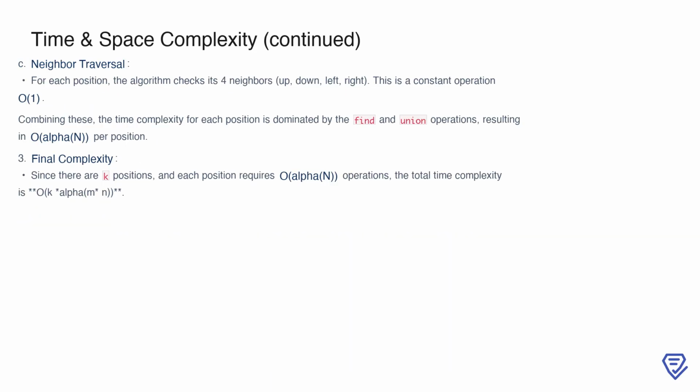For each position being processed, the algorithm also checks its four potential neighbors: up, down, left, and right. This step involves a constant amount of work, or O(1), since we are simply determining adjacency. By combining these steps, the dominant factor in the time complexity per position is the find and union operations, each of which is O(alpha(n)). When we multiply this by the total number of positions k, the overall time complexity of processing all positions becomes O(k * alpha(m*n)). This efficient scaling is key to handling large grids or numerous position updates effectively.